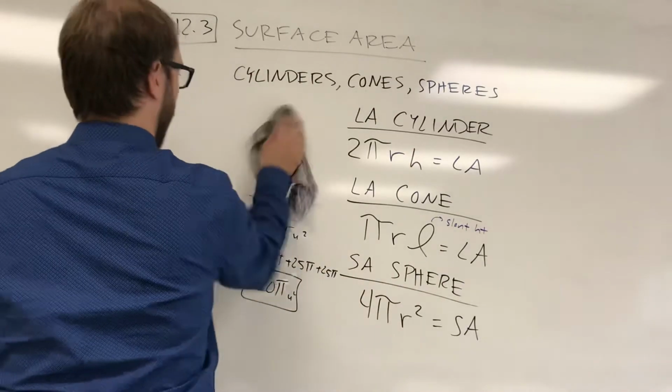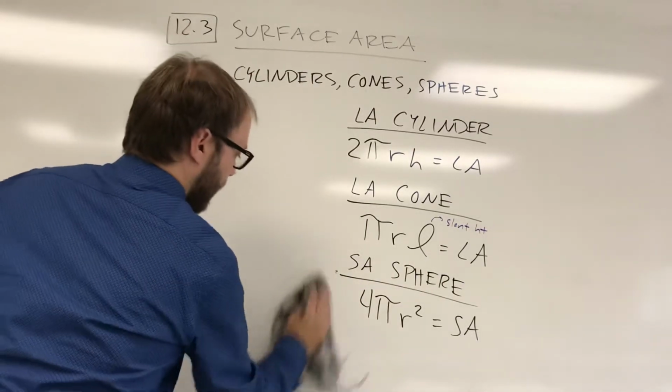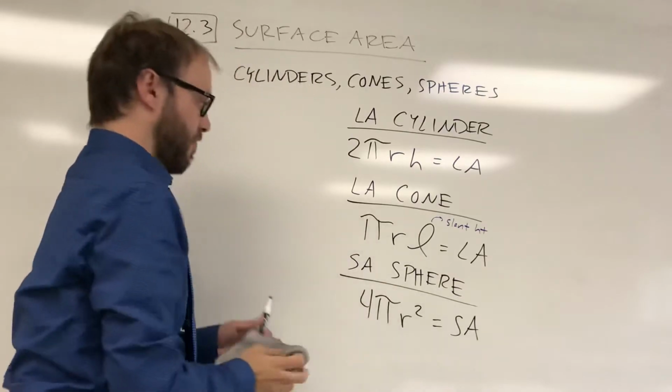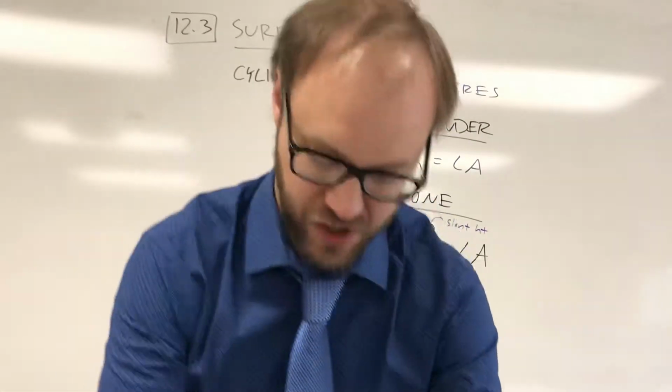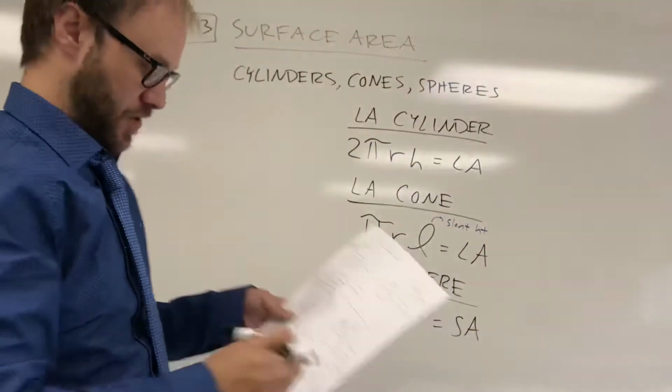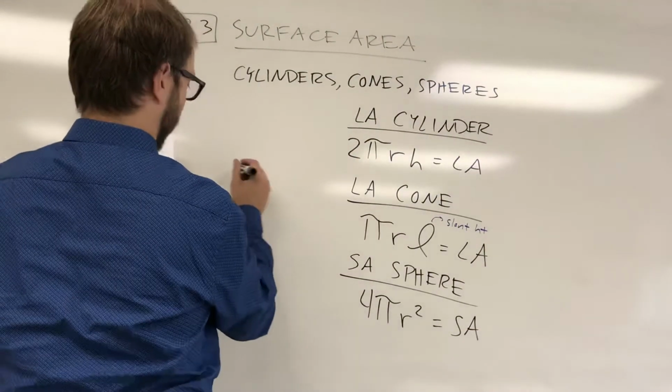All right, let's look at the cone formula. The surface area of a cone, it's a simple formula: pi times the radius times the slant height. So you just need to make sure you have both of those. Sometimes they'll give you those. Sometimes you're going to have to do a little bit of additional work.